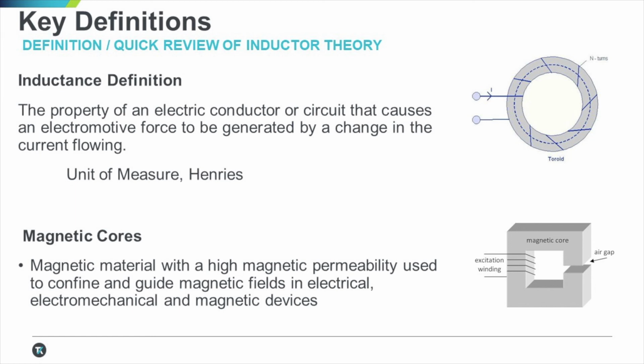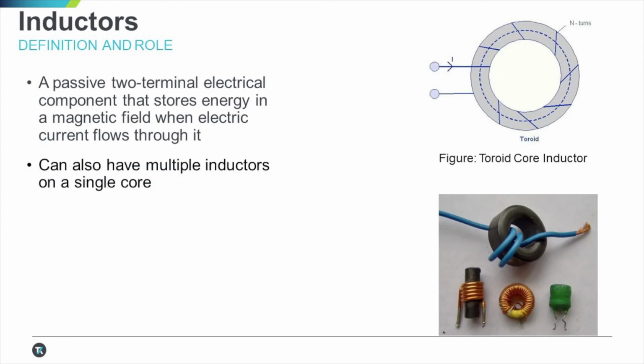One point on magnetic cores. Magnetic cores effectively are magnetic materials with high magnetic permeability used to confine and/or guide the magnetic fields in electrical, electromechanical, and/or magnetic devices. As we talk about an inductor, which is also called a coil, a choke, or a reactor, an inductor is effectively a passive two-terminal electrical component that stores energy in a magnetic field when an electric current flows through it.